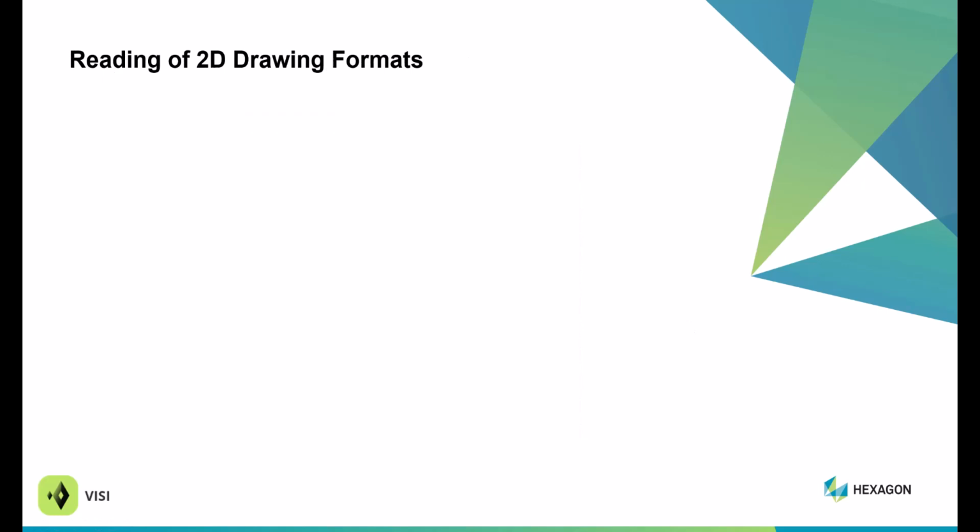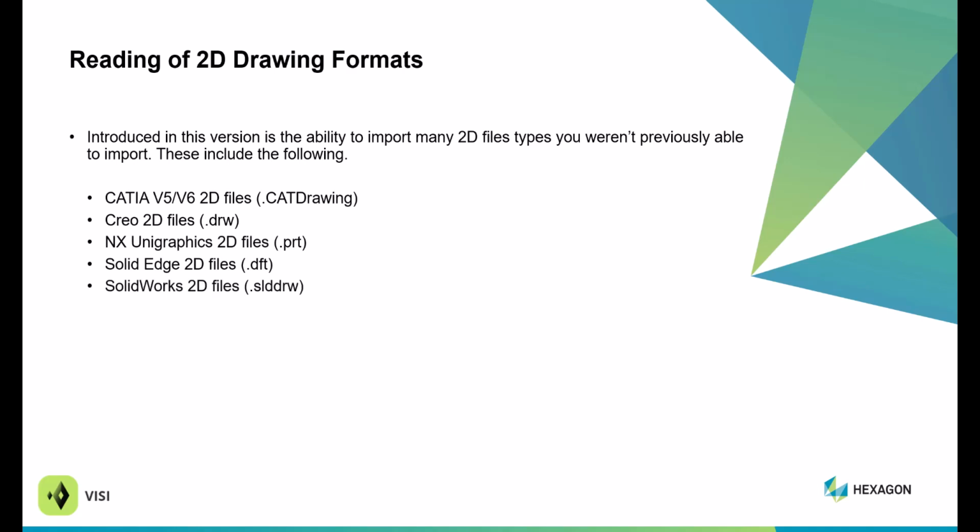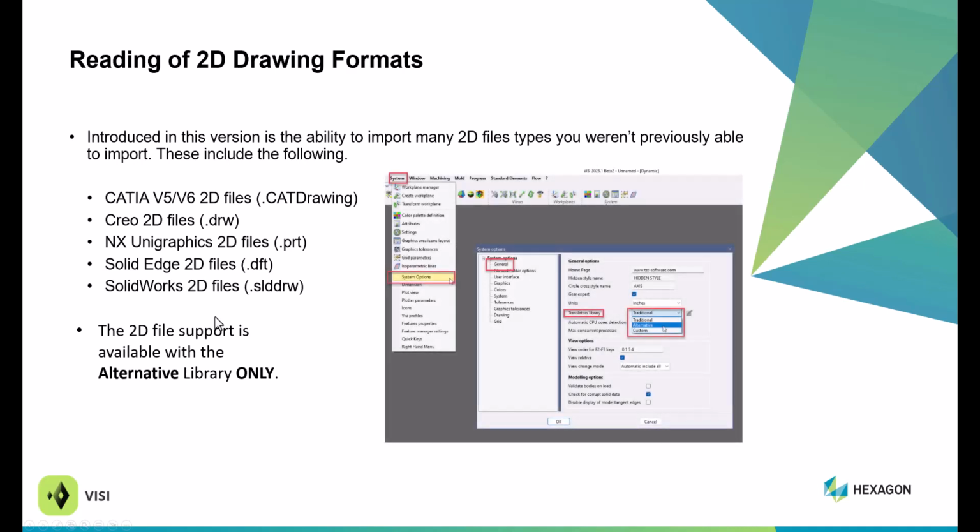Probably one of the biggest translator updates is the ability to support more 2D formats. Some of the formats that are now supported in 2023.1 are your CATIA drawing files, your Creo drawing files, NX drawing files, Solid Edge drawing files, and probably the biggest one is SolidWorks drawing files. So you have the ability to bring in these 2D files with the alternative library. And basically, here's how you would switch that alternative library. This is a really big enhancement requested by many for years, and now it's in the software.